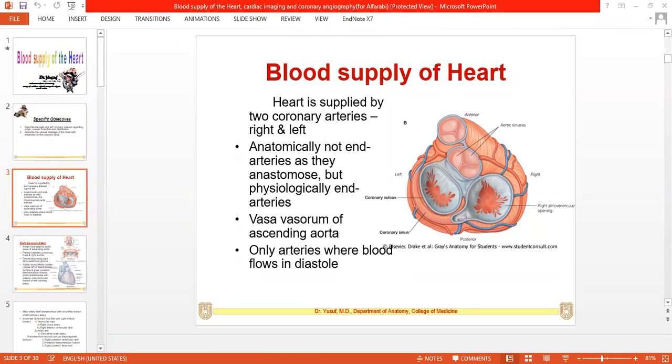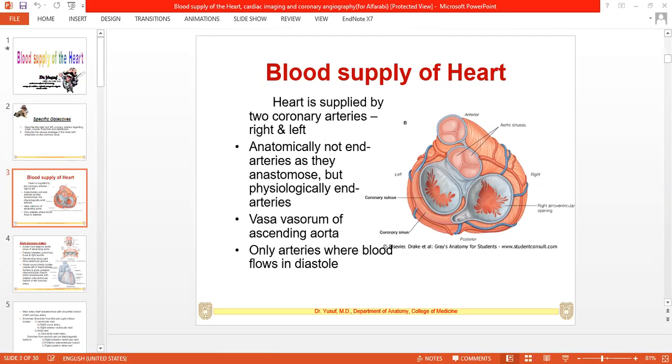It passes between the pulmonary trunk and the right auricle. If you see here, it begins from the right coronary sinus, and it passes between this pulmonary trunk and this right auricle. The auricle is the ear of the right atrium. So it passes between the right auricle and the pulmonary trunk, and then it descends downwards.